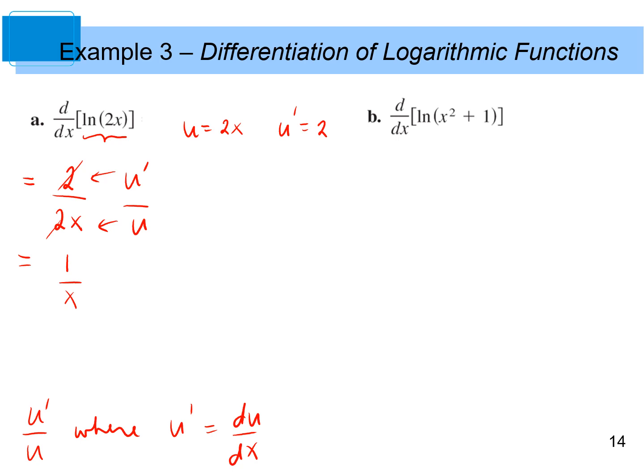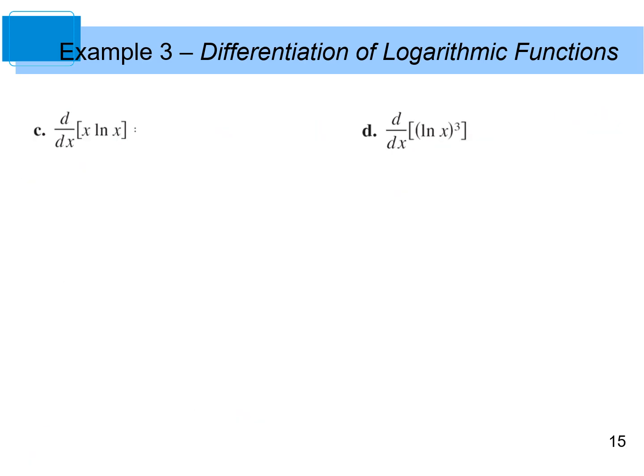Next example, we have the derivative of ln of x squared plus 1. Here u is x squared plus 1, and u prime, the derivative of x squared plus 1, is 2x. Therefore, the derivative of ln of x squared plus 1 is u prime, which is 2x, over u, which is x squared plus 1.